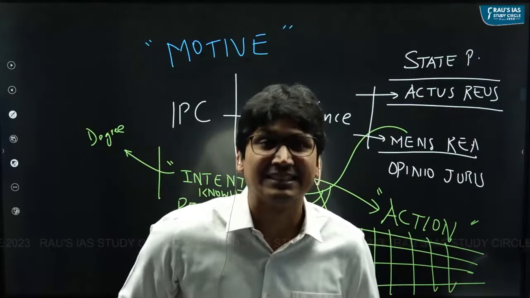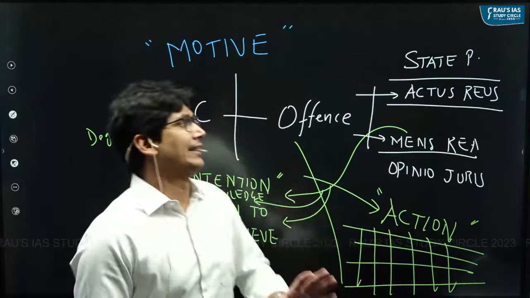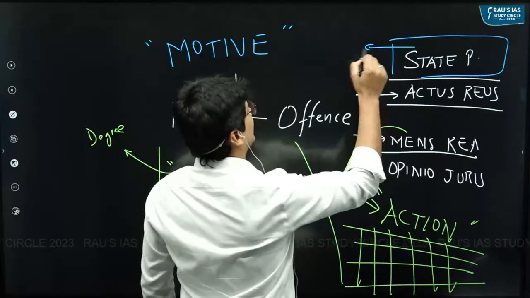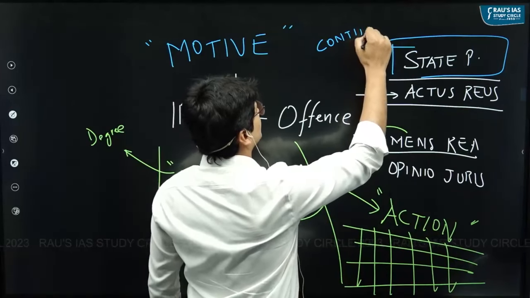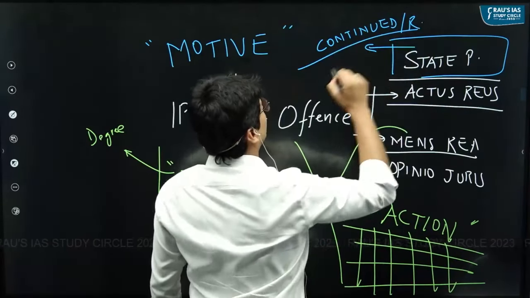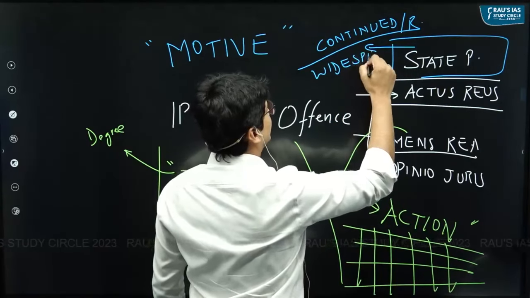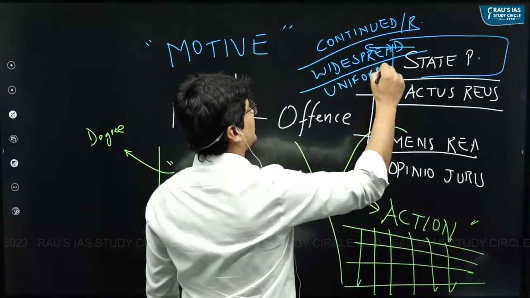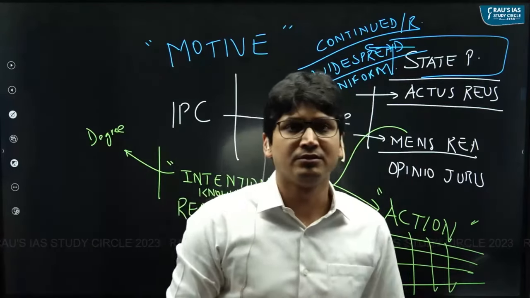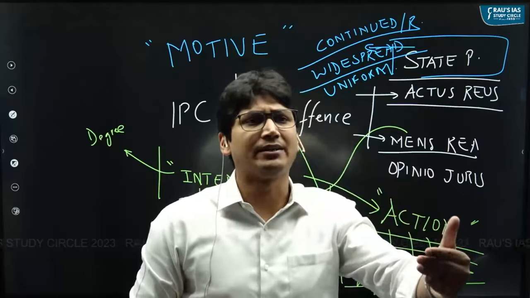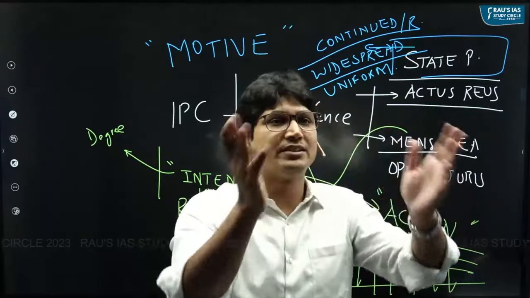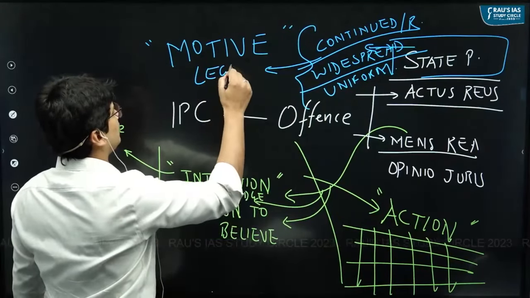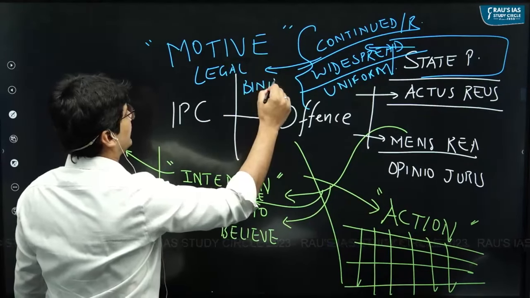In certain sense. At least I am happy that you're able to differentiate here. Actual state practice, continued, repetitive, widespread, that is, it is done by many people or many states. Uniform. There is uniformity in terms of the practice or very little deviation. Then definitely state practice and this continued practice, wide uniformity, in a certain way helps to create a sort of legal binding impact.